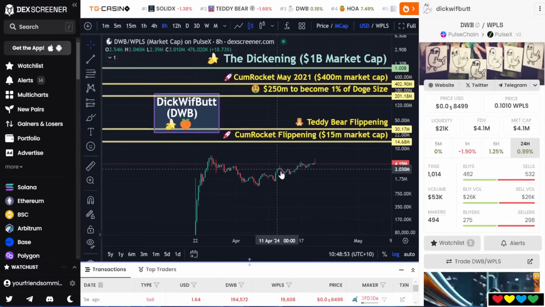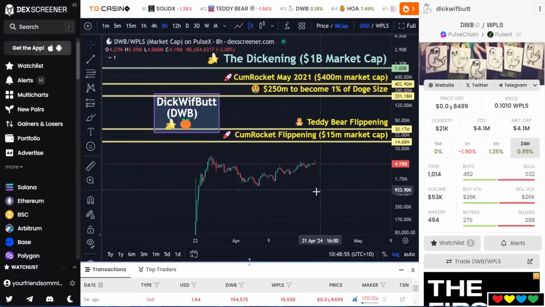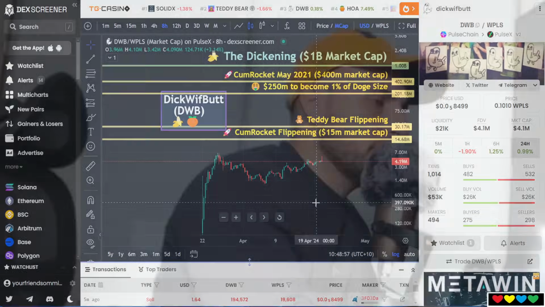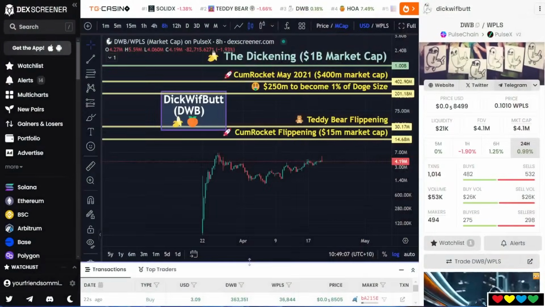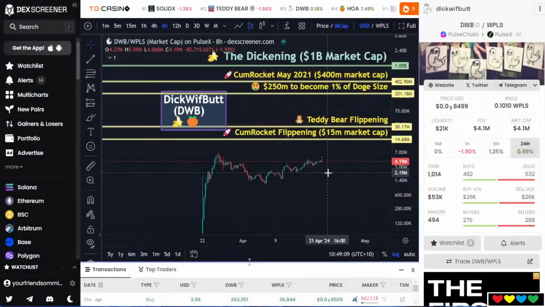You just have to worry about, okay, if someone owns 1% of DickWifButt, you see that? 4.1 million market cap. They only have that 41K. Isn't that crazy? You're like, oh, wow. So if someone has a $4 million market cap, if they own 1%, they've only got $41,000. So that's why you might think, oh, well, you know, you don't know, right?